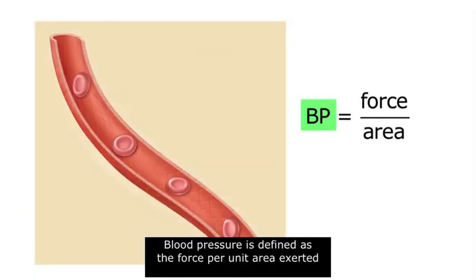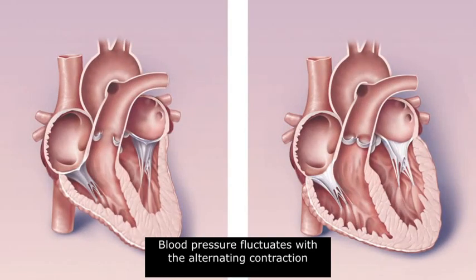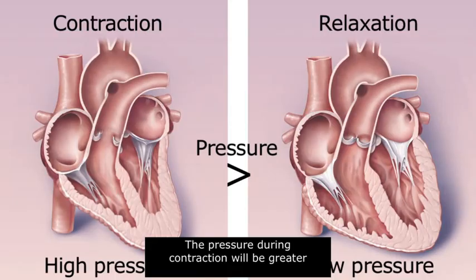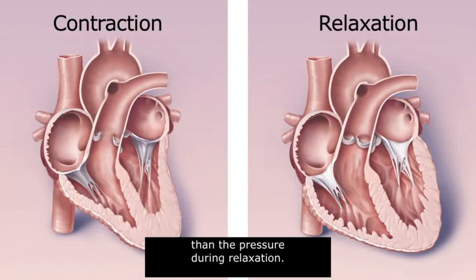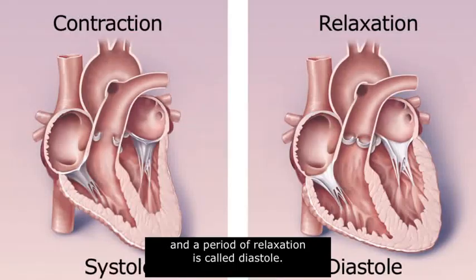Blood pressure is defined as the force per unit area exerted on a blood vessel wall by the blood contained within the vessel. Blood pressure fluctuates with the alternating contraction and relaxation of the ventricles. The pressure during contraction will be greater than the pressure during relaxation. A period of contraction is referred to as systole, and a period of relaxation is called diastole.